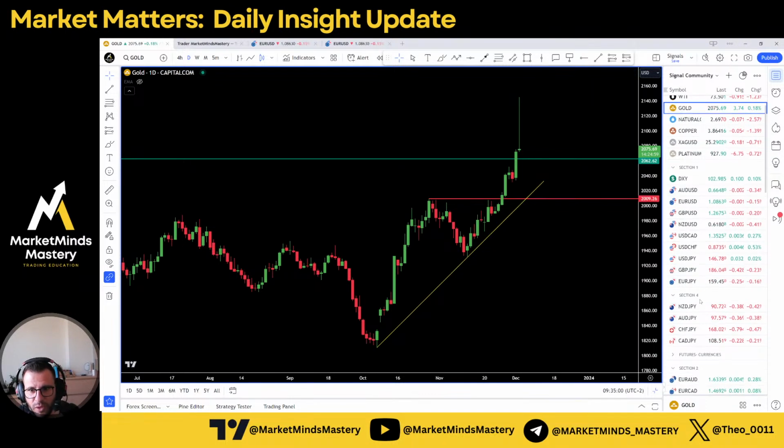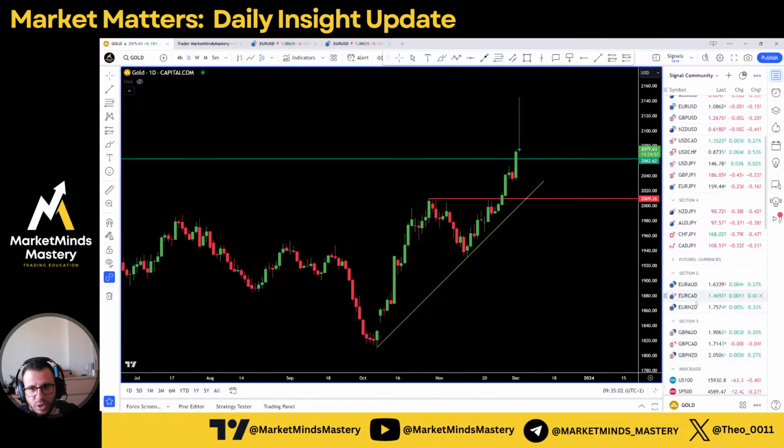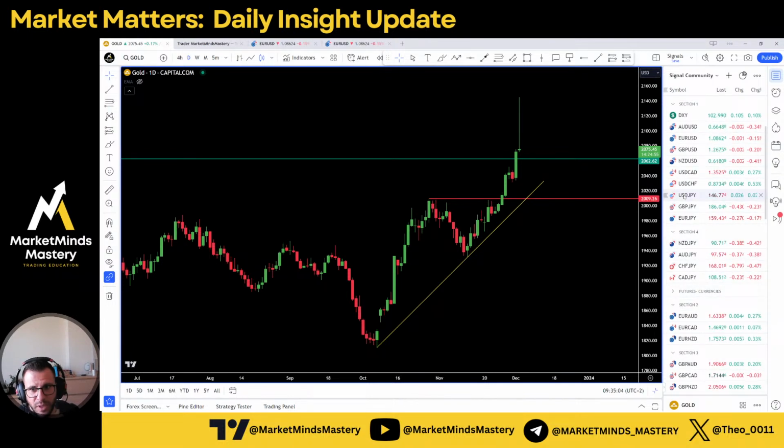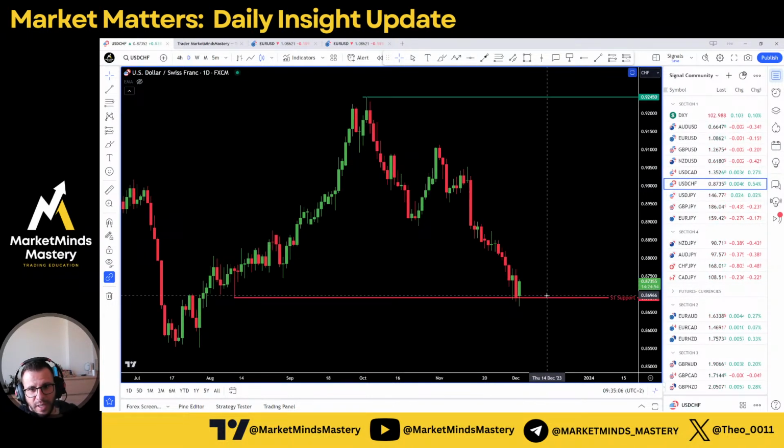And also, for those who are new in trading, the Swiss franc is also used as a safe haven currency.